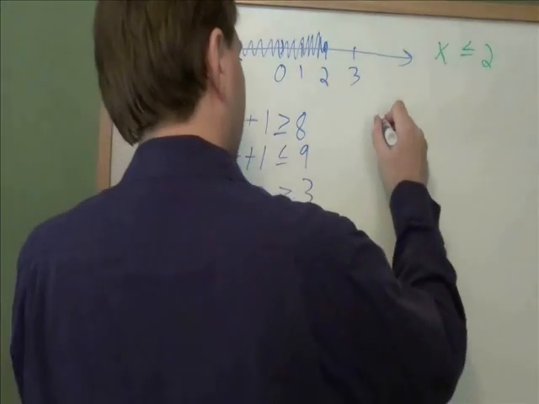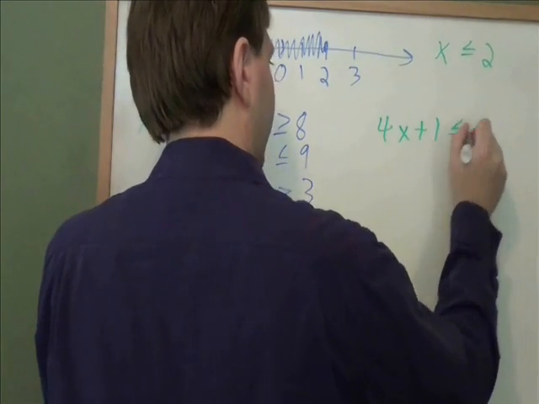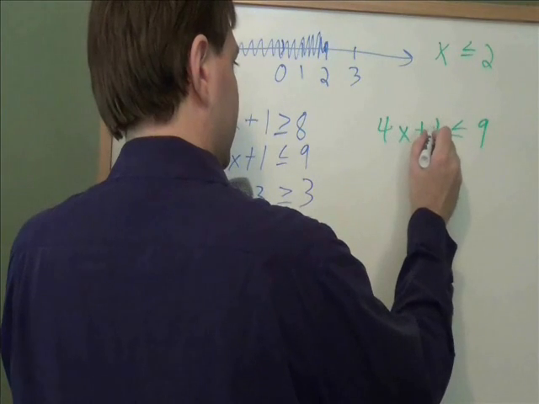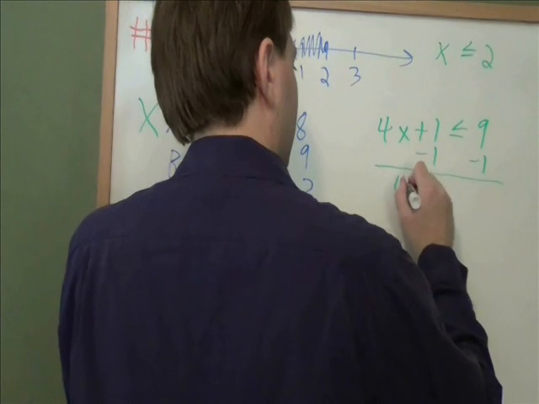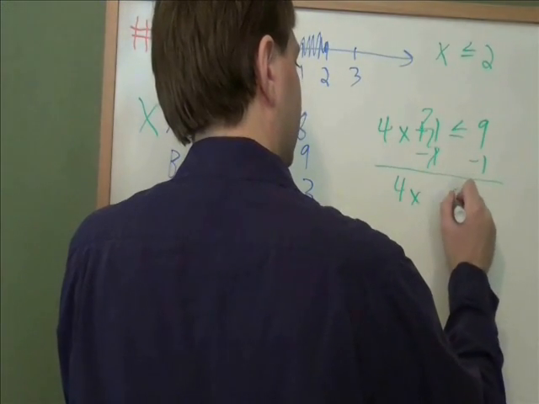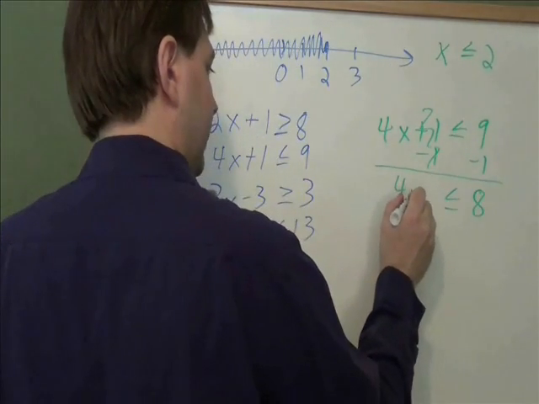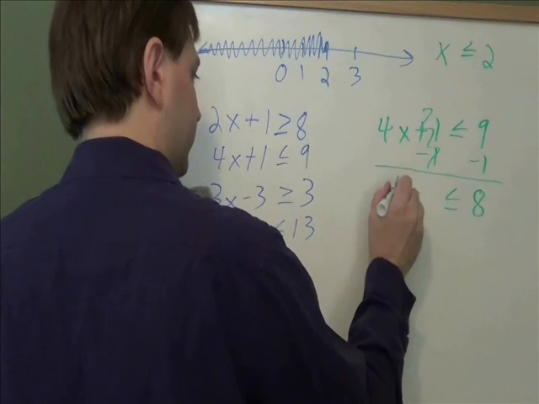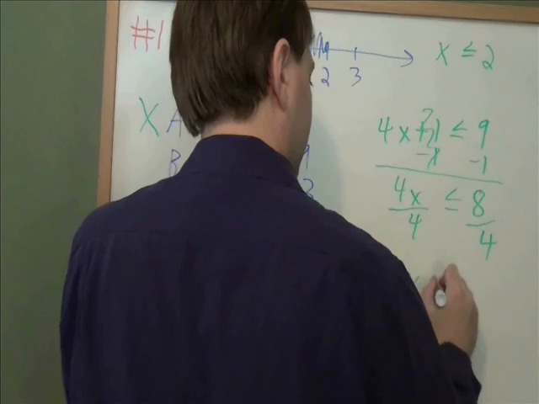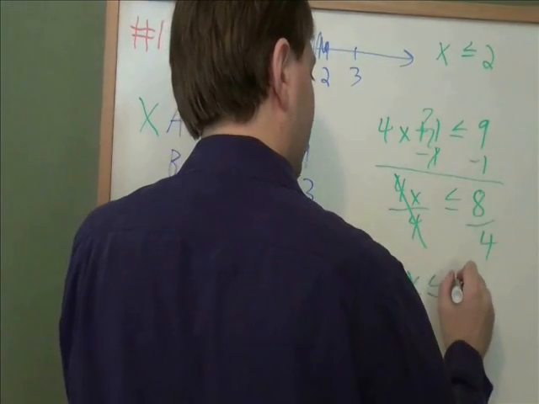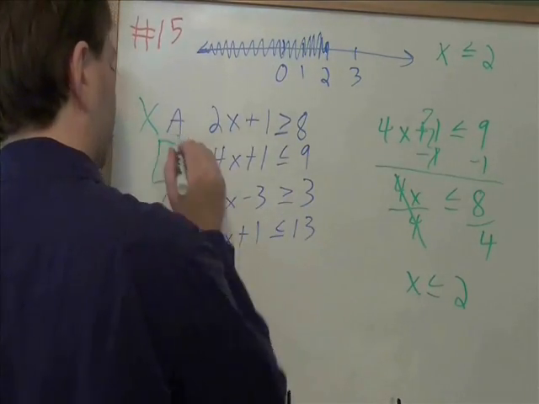Let's try out B. 4x plus 1 is less than or equal to 9. To get x by itself, we need to get rid of plus 1, so we need to subtract 1. 1's cancel out and we get 4x less than or equal to, what's 9 minus 1? 8. Next step in getting x by itself, we need to get rid of that 4. To get rid of a times 4, we divide by 4. 4's cancel out. 8 divided by 4 is 2. And that is what we're looking for. B is our answer on this problem.